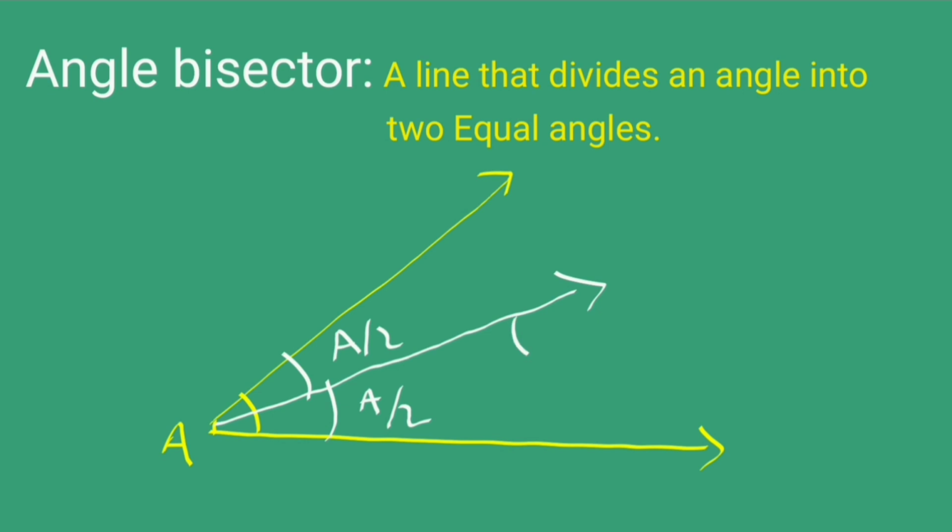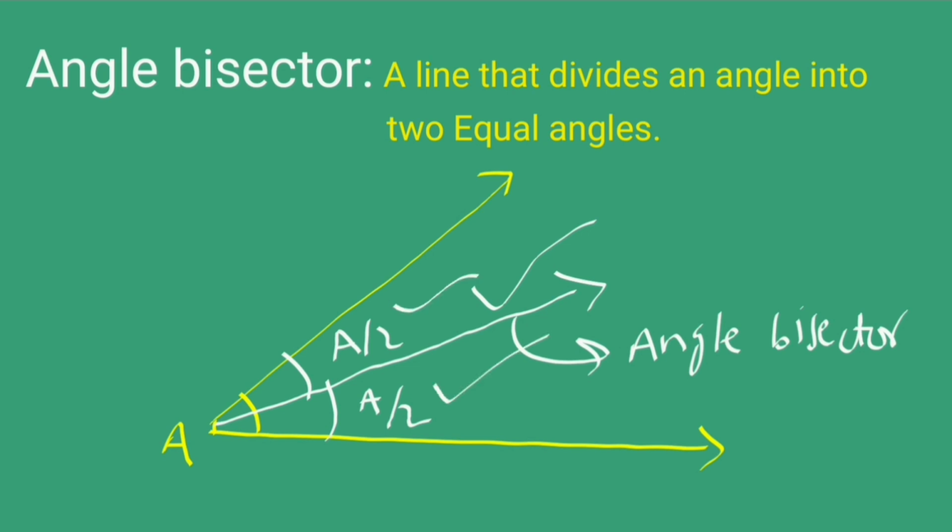Now this line is called angle bisector. Angle bisector is a line that divides an angle into two equal angles. This angle equal to this angle, yes or no? So this line is called angle bisector.